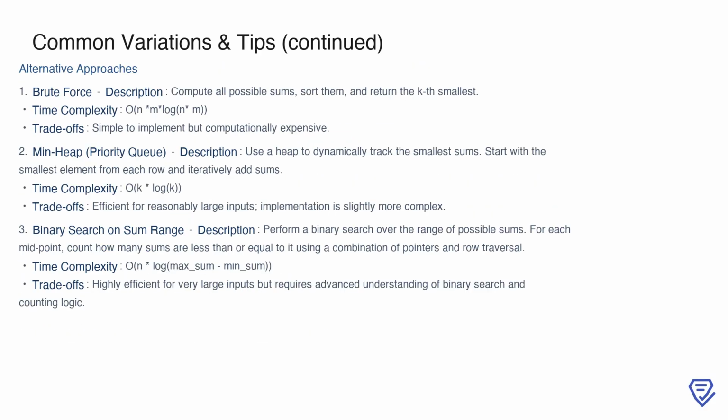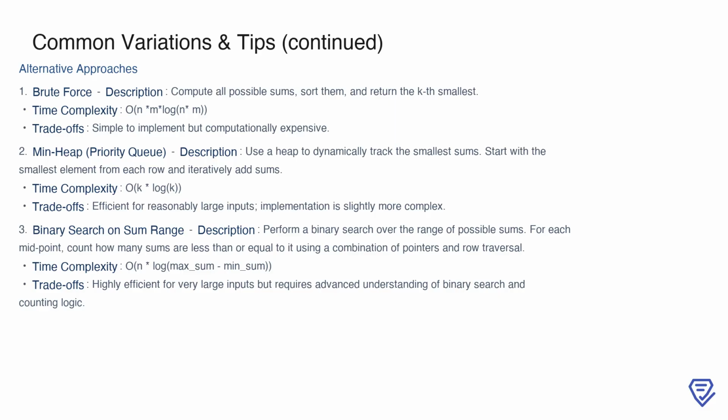Let's briefly review some alternative approaches to solving this problem. The brute force method involves computing all possible sums, sorting them, and then returning the kth smallest. While this approach is simple to implement, its time complexity of n*m*log(n*m) makes it impractical for larger inputs. A more efficient alternative is the min-heap or priority queue approach. Here, we start with the smallest element from each row and iteratively generate sums while maintaining the k smallest sums in the heap. This method has a time complexity of k*log k and is well suited for reasonably large inputs, though it requires careful implementation.